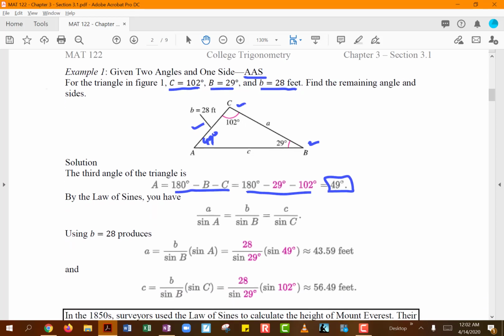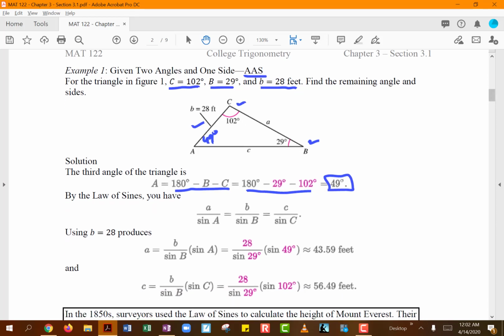Now for finding the two missing sides, you are actually going to have to use the law of sines over here, and since we are trying to find the missing sides, we're going to put our sides on the top. So as you can see, for finding side A, we are looking at this form of our law of sines: a over sine of A equals b over sine of B. We already know b is 28 feet. We know angle B is 29 degrees, so that's going to be sine of 29.